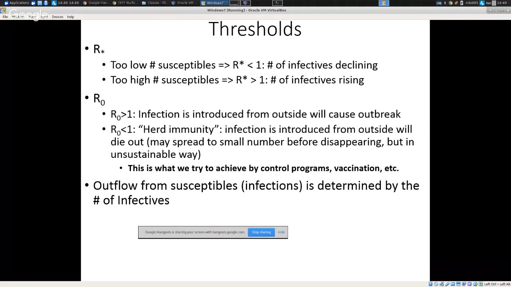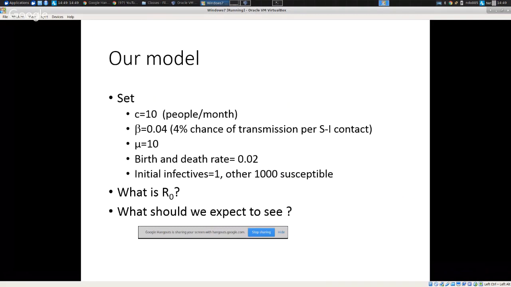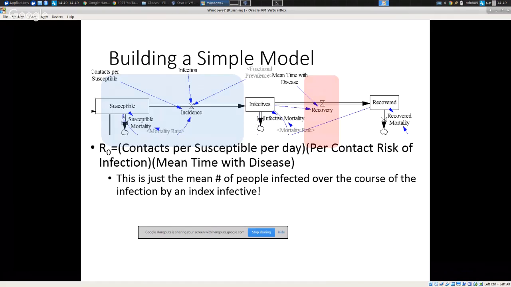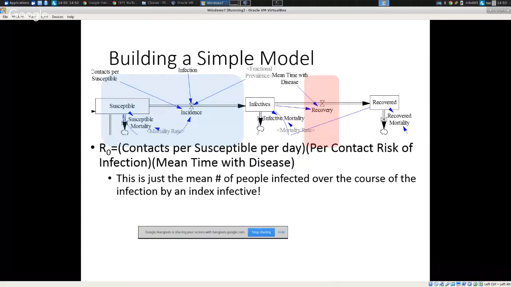And that allows us to achieve what's called herd immunity. In the population as a whole, there are still people in it who are susceptible to infection, but we have enough people who are vaccinated that we will not see the spread of infection in the population as a whole.